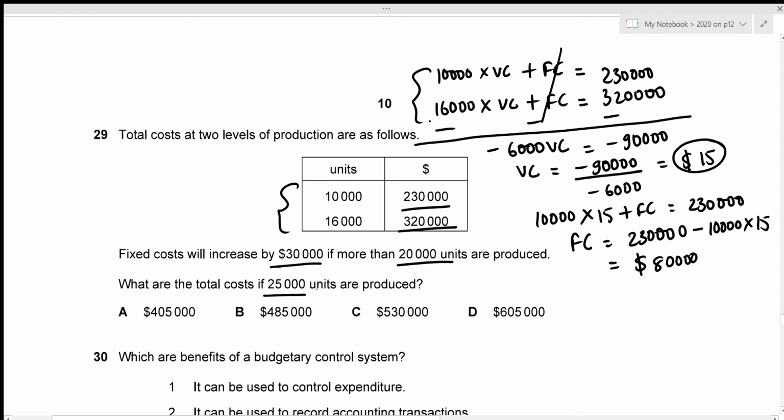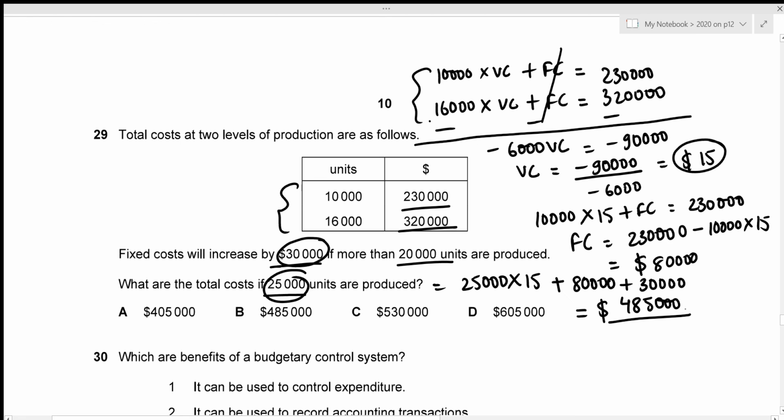Alright, now we need to figure out the total cost if 25,000 units are produced. So that's going to be number of units times the variable cost of 15 plus the fixed cost of 80,000. And remember that the fixed cost is to be increased by 30,000 if more than 20,000 units are produced. And we are definitely producing more than 20,000 units. So we need to add another 30,000 as well. Alright, this gives the total overheads to be 25,000 times 15 plus 80,000 plus 30,000, which results in 485,000. And this value is given in option B, so that is the correct answer.